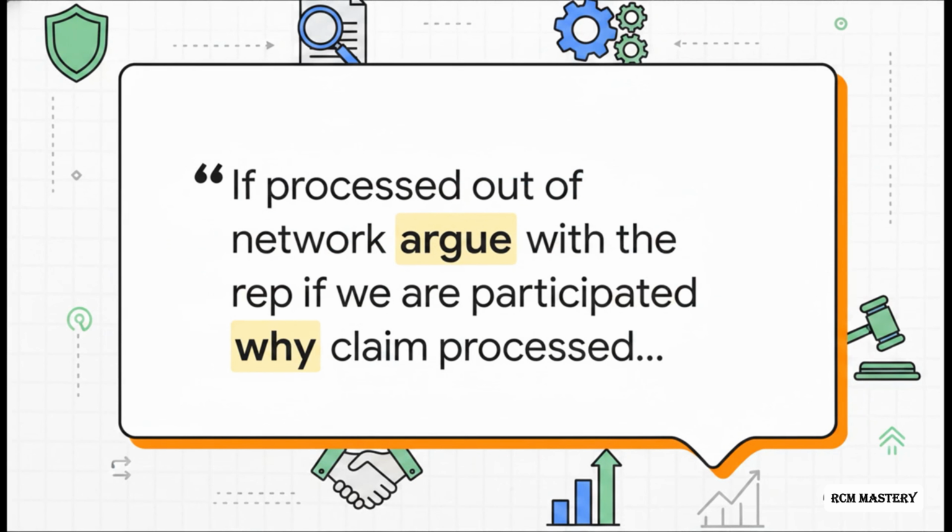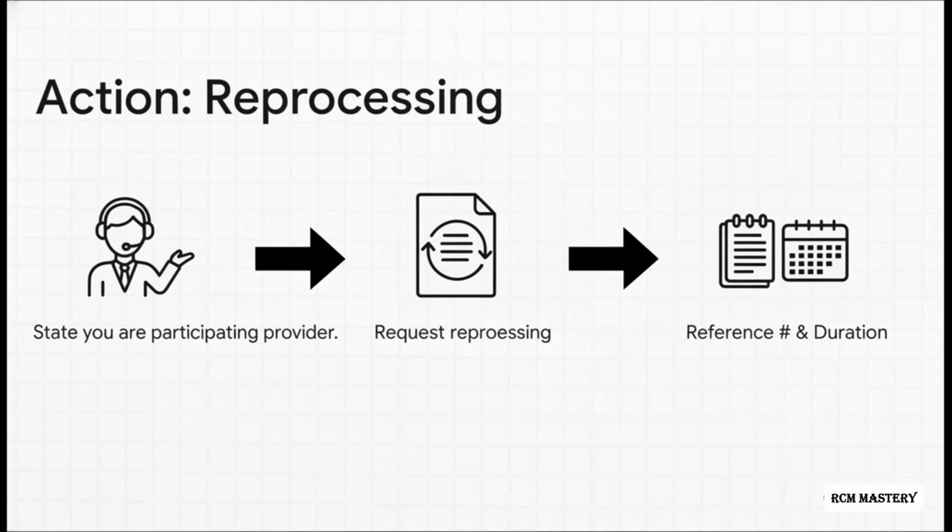I love how direct this is. It literally says to argue with the rep. Now, we don't need to be rude, but we do need to be assertive. You have the facts on your side. Your job is to present them clearly and confidently and not back down. So here's your script. State clearly, we are a participating provider. Then ask, can you tell me why this claim was processed out of network? And then you don't ask if they can reprocess it. You request that they reprocess it correctly and immediately. And just like before, get that reference number for the request and ask them how long it should take so you can set a reminder to follow up.